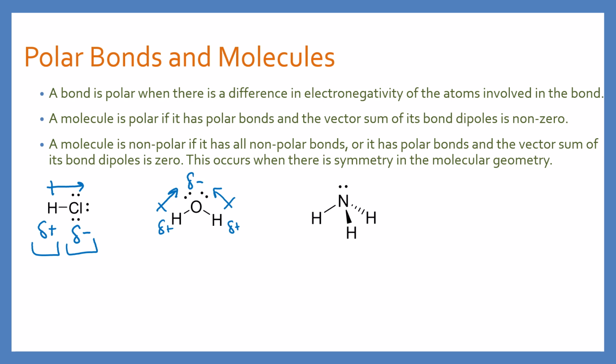Nitrogen and hydrogen have differences in electronegativity. So we would see a negative on the nitrogen, positives on each of these hydrogens. This is going to give us a negative region and a positive region.